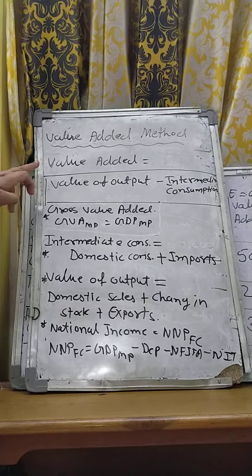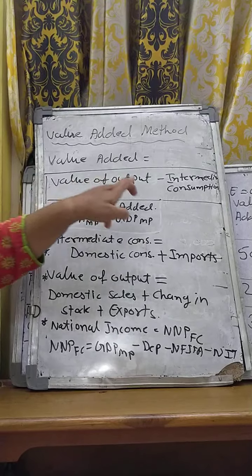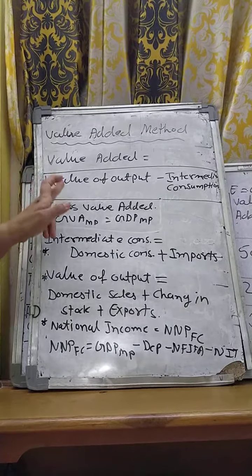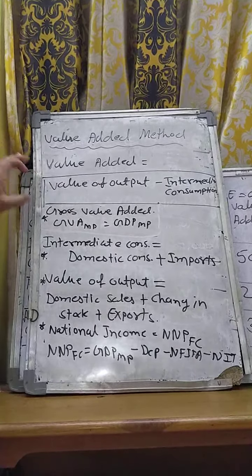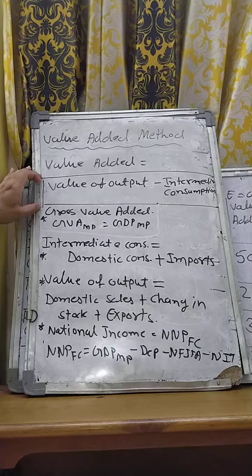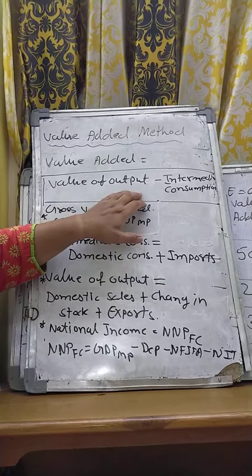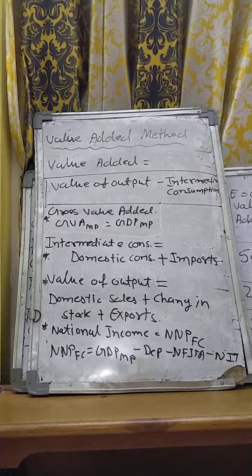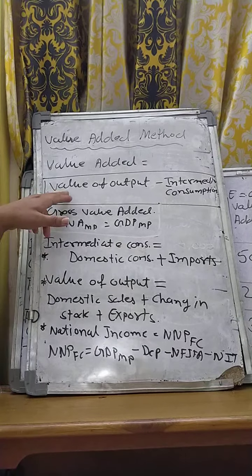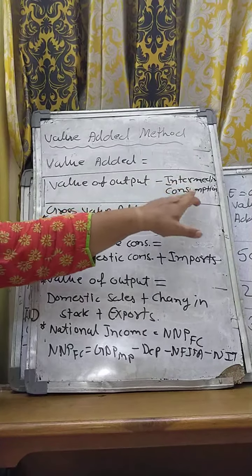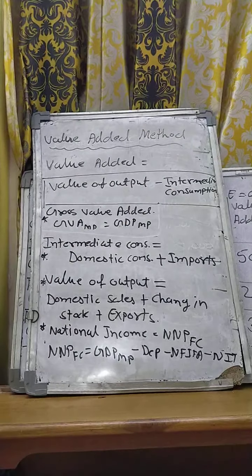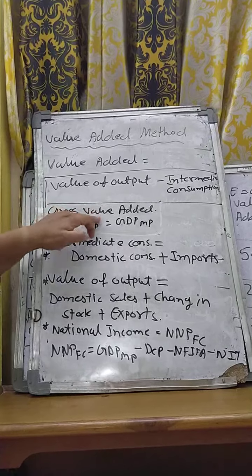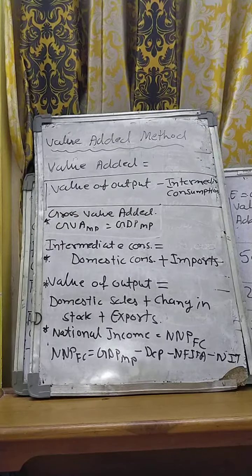So what is the formula of the value added method? Value added equals value of output minus intermediate consumption. This is the basic and important formula. Value of output means whatever we produce with the addition of value. Value of output minus intermediate consumption gives us the value added, which means gross value added at market price.